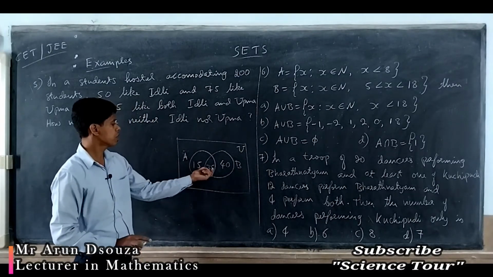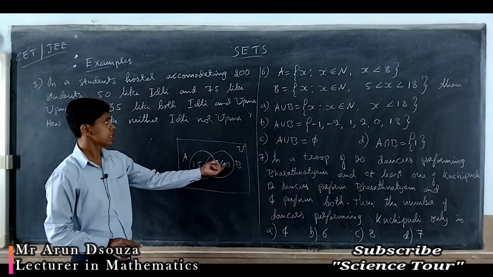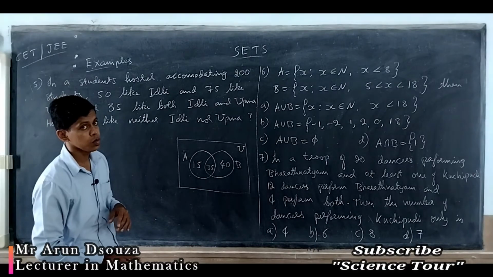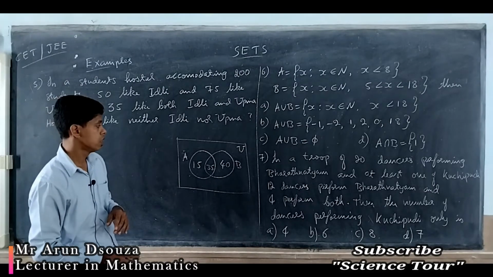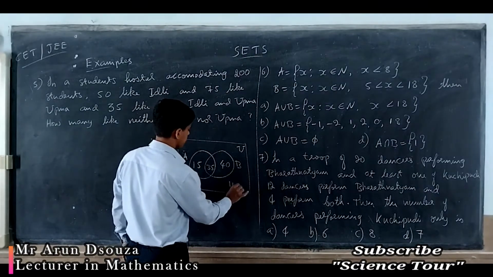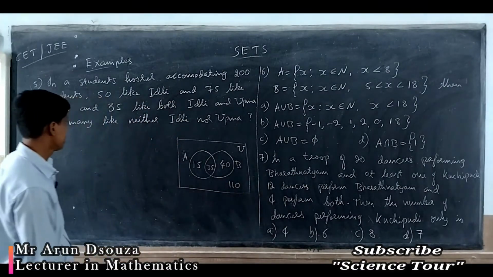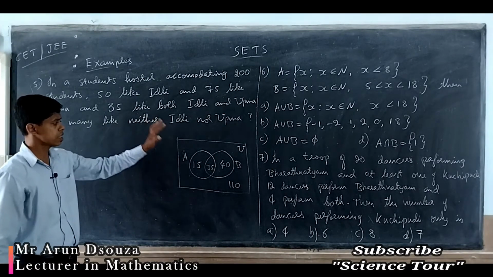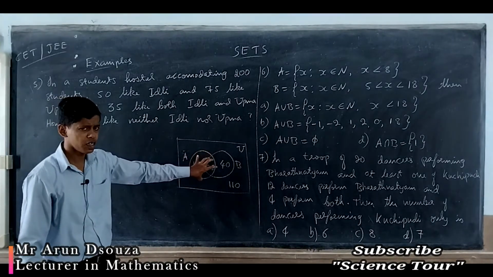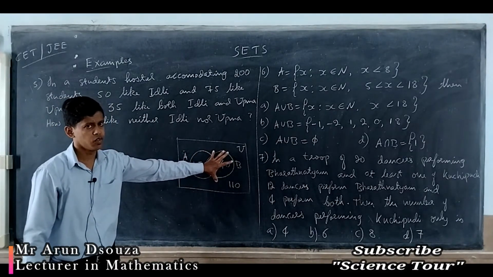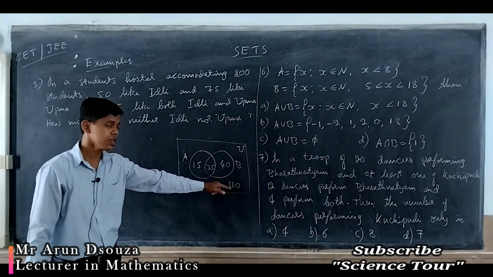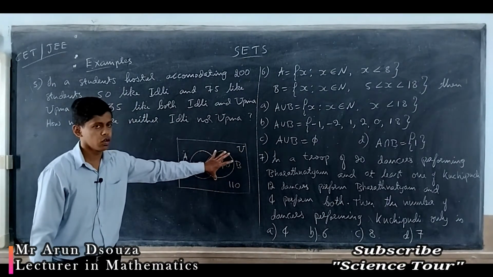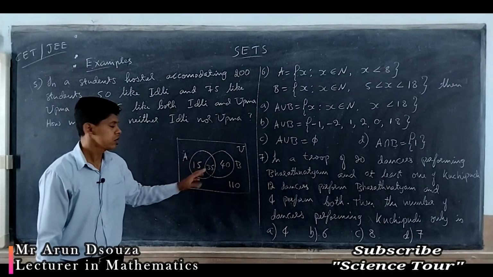How many are here? 15 plus 35 plus 40, 90 only, correct? So how many are outside? 110 people are outside. This is the way you can calculate those who like neither idli nor upma. They don't fall under this circle, neither do they fall under this circle. They are in the rectangle, in the hostel, but they are not under the category of idli or upma.